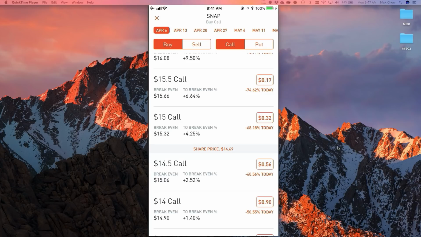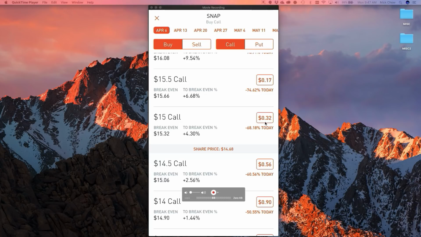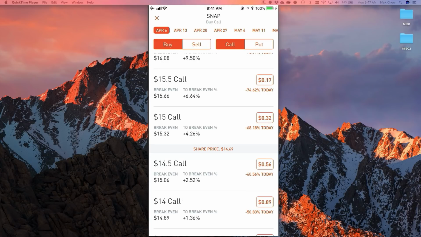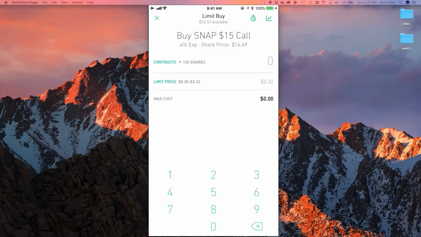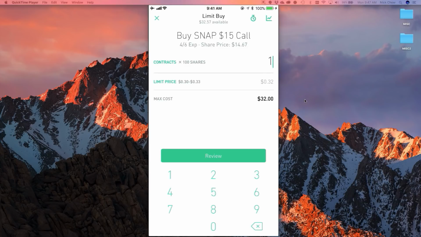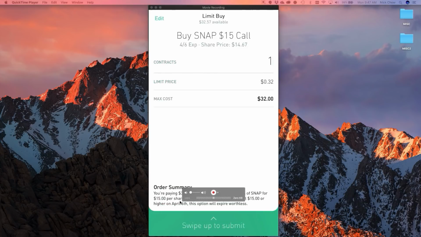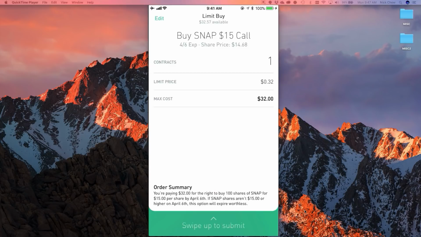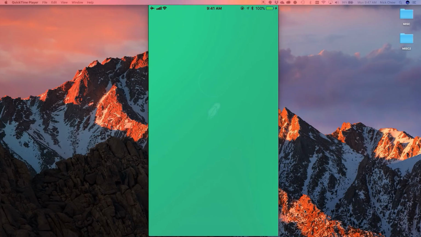And I'm actually going to buy these $15 calls for $32. So it says 32 cents here, but I'll show you on the next page why it's going to be $32. If I click the $32 here and I put in one contract I want, one contract equals 100 shares. If I hit review, you're paying $32 right now to buy the contract. So I'm going to swipe to submit. Let's see if we can lock this order in.